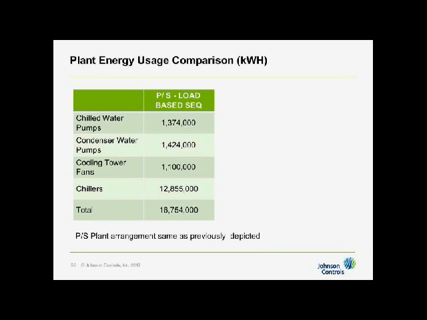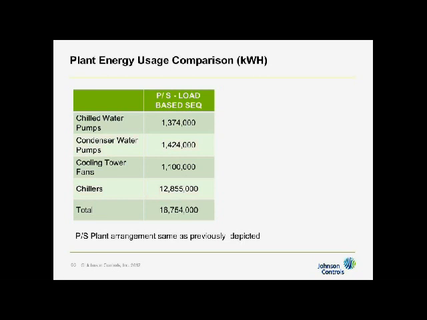On the assumptions just given, the chill water pumps use approximately 1.4 million kilowatt hours. The condenser water pumps use 1.4 million kilowatt hours. The cooling tower fans, 1.1 million kilowatt hours. The chillers, even though they were VSDs, used 12.9 million kilowatt hours. The total for that year was almost 16.8 million kilowatt hours, and again, that was based on the three 2,000-ton chillers.